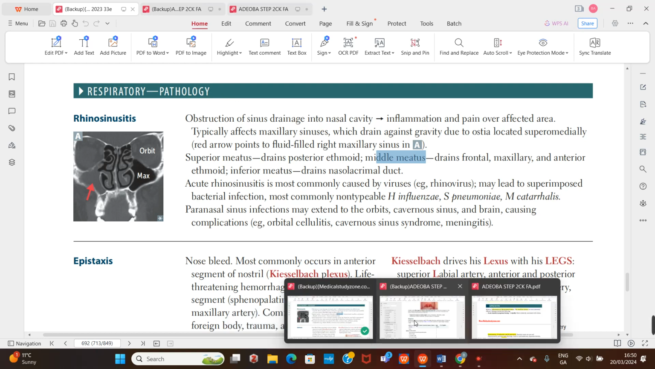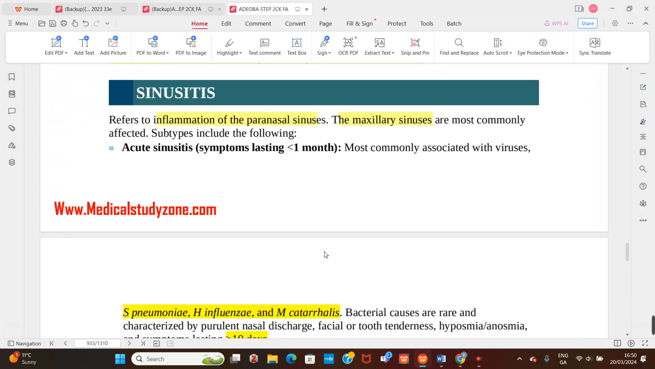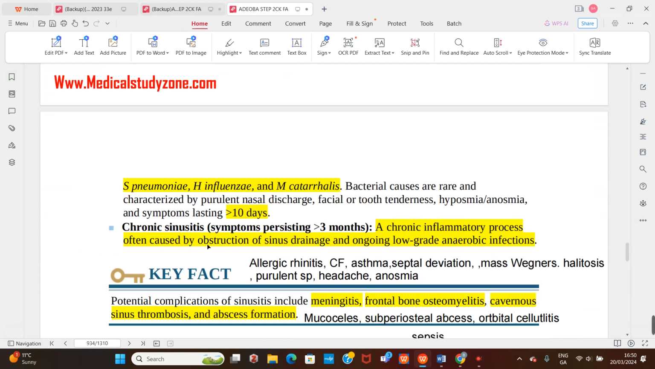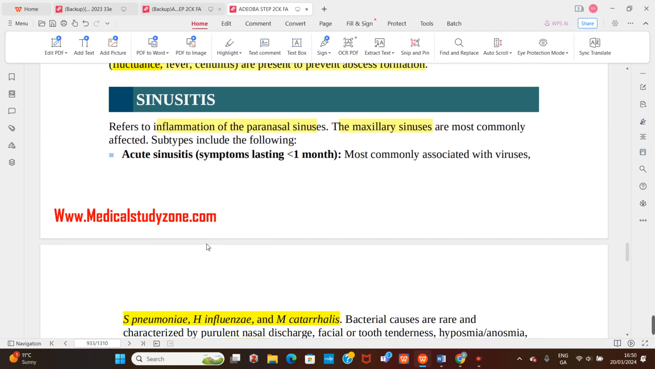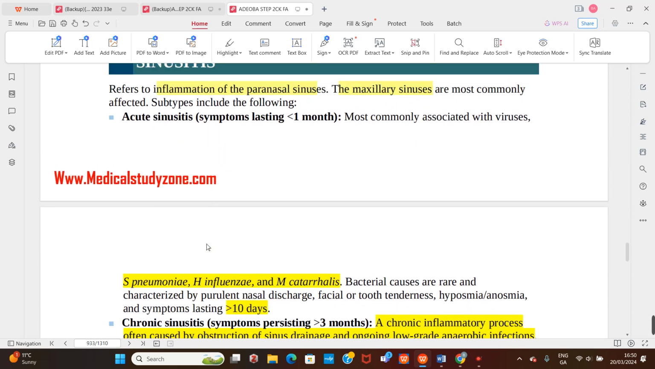So going back to where we are, there are two forms of sinusitis, the acute and the chronic form. Depending on the duration for which the symptoms are lasting, we can categorize into acute or chronic. The acute one usually lasts for less than 1 month.